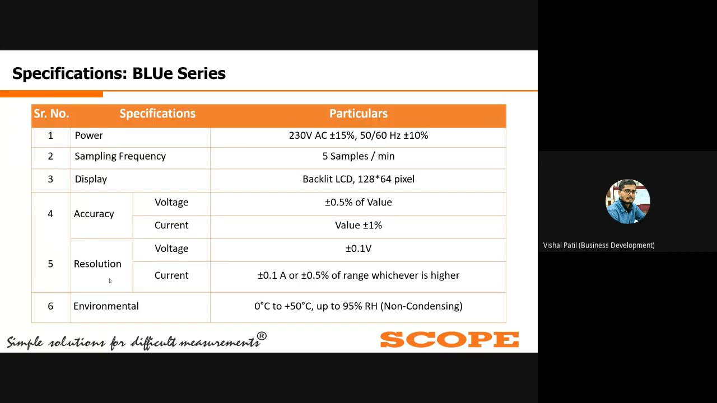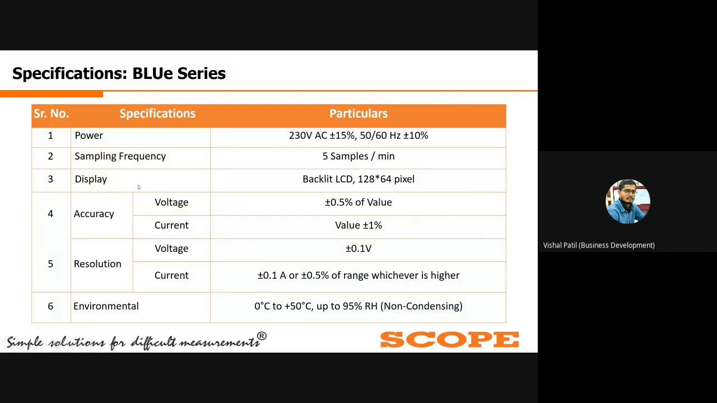Then these are the specifications of the Blue series. Our battery loading unit operates on a 230 volt plus minus 10% AC power supply. A single phase AC power supply is required for its operation. Now, why do we require this 230 volt external AC mains supply? Because a number of fans are used for cooling purposes. That's why we require this supply voltage for the operation.